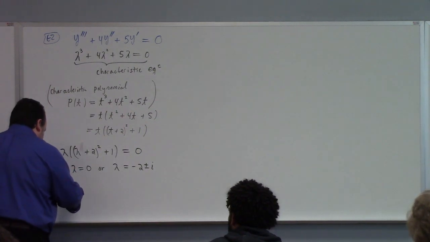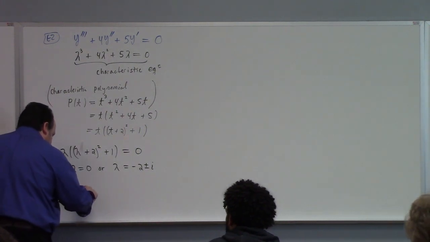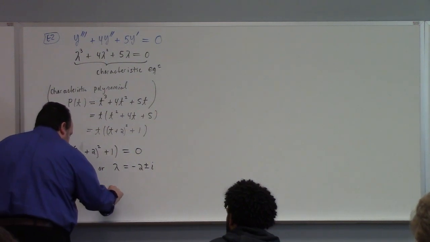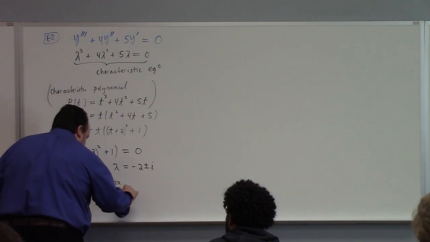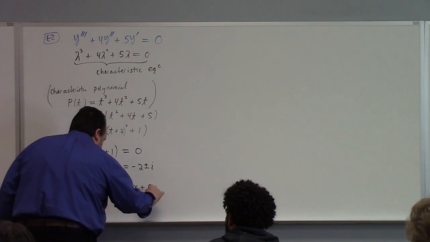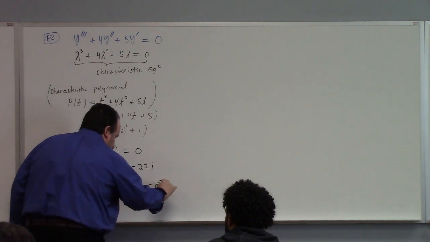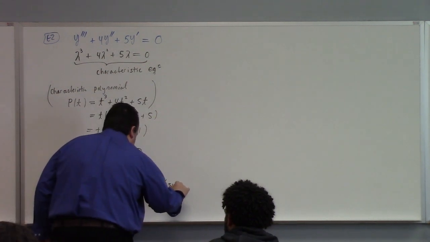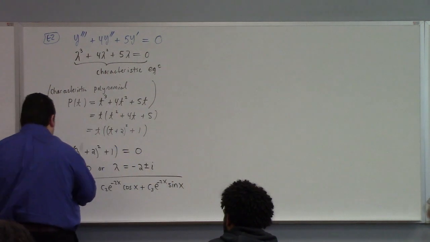So in short, to solve the problem, y is equal to c1 plus c2 e to the minus 2x cosine x plus c3 e to the minus 2x sine of x, right?